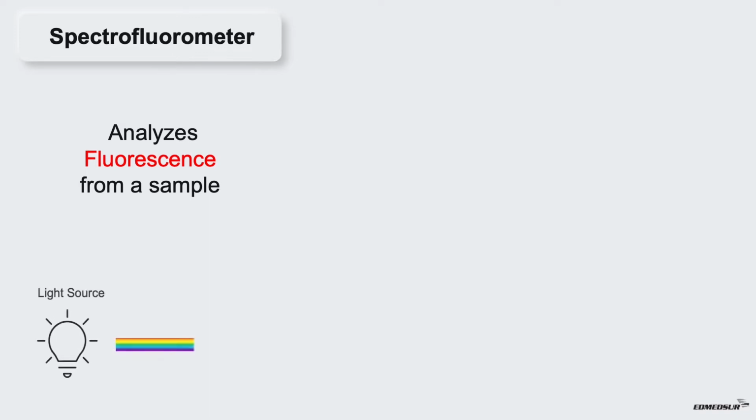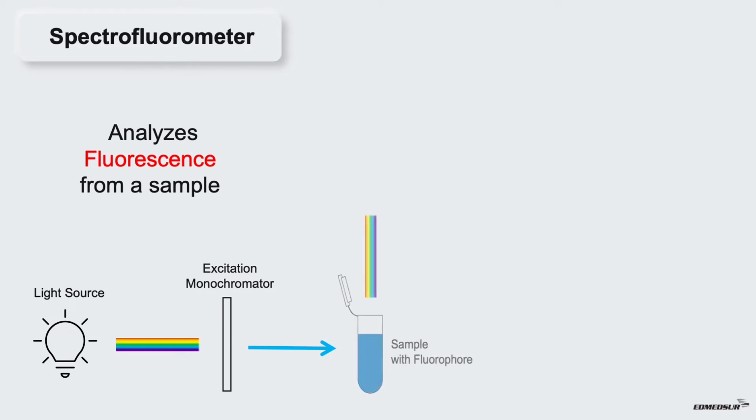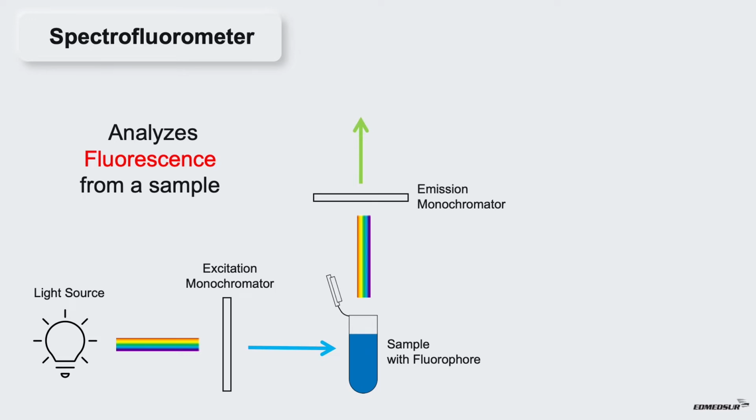Spectrofluorometer. A spectrofluorometer is an instrument that analyzes fluorescence from a sample. Components of the instrument are the light source and the excitation monochromator. It allows only the radiations which excite the fluorophore in the sample to pass through. Sample with fluorophore. Emission monochromator. It allows only the radiations which are emitted by the fluorophore in the sample to pass through.